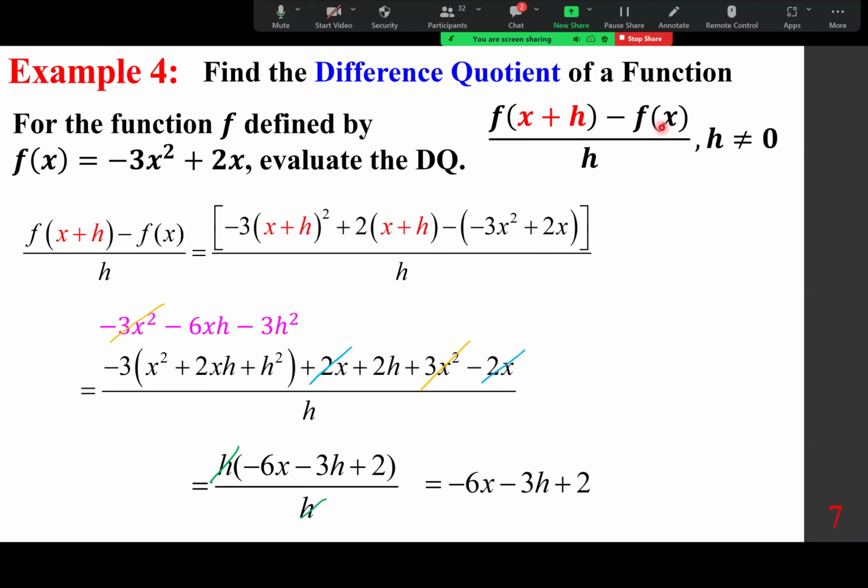You have to be very comfortable with this when you go to calculus, because there we take the limit of that expression, and ultimately the h in the denominator must go away if it's done properly.